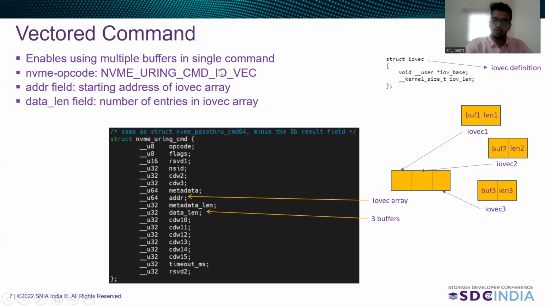The user would be required to specify the NVMe uring command with the IORING_OP_URING_CMD opcode, and it will also have to prepare a set of iovecs, an iovec array. So each iovec will contain the address of the buffer and the length of the buffer, and it will put all the iovec entries in an array. Now the address field of the NVMe uring command will point to the starting address of this array, and the data length field of the NVMe uring command will point to the number of entries in this iovec array. And once the command is prepared, you can submit this command to the kernel.